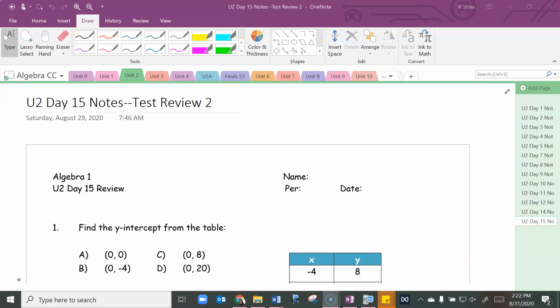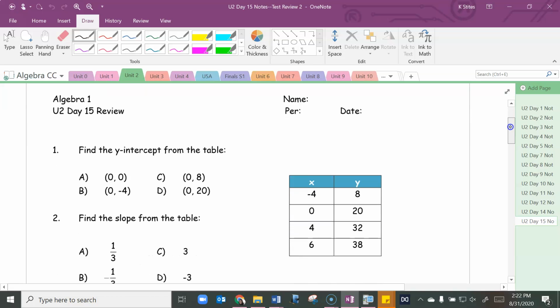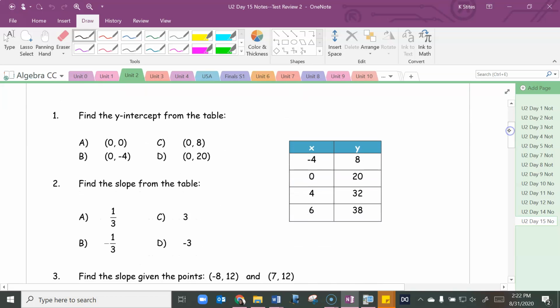Hello Algebra 1. Today we are reviewing the second half of Unit 2, which is what we just quizzed on a few days ago. So to start, we're going to find the y-intercept from the table. Remember, y-intercepts are always a 0, comma, so we just need to come down to our table and find it, and here it is, 0, 20.